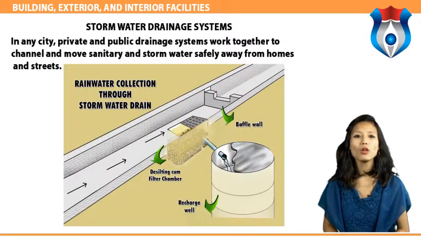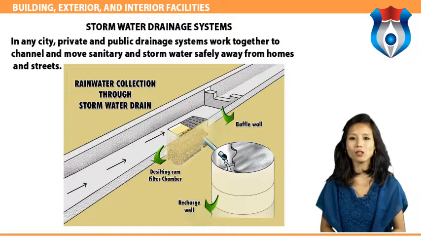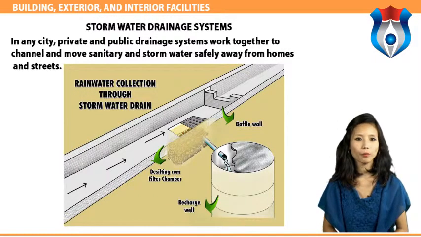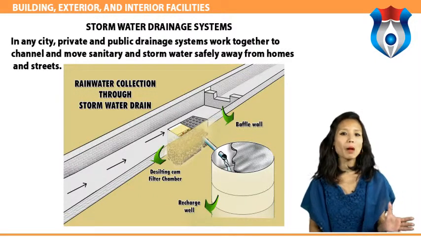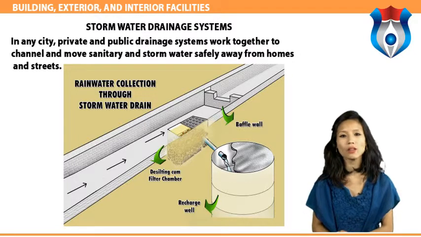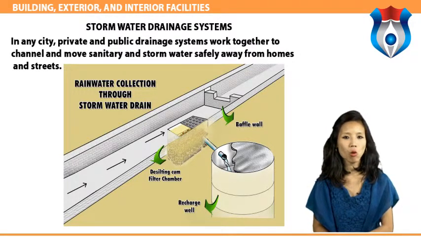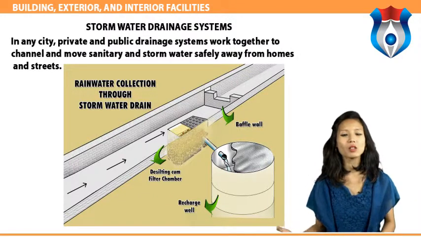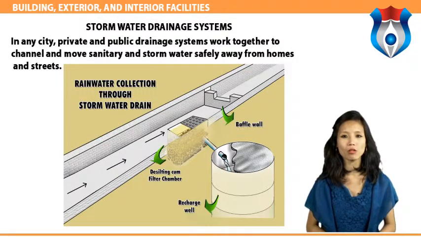Let us now know the meaning of storm water drainage system. In any city, private and public drainage systems work together to channel and move sanitary and storm water safely away from homes and streets. The private system is the responsibility of residential and commercial property owners. The public system is owned and operated by the municipality.